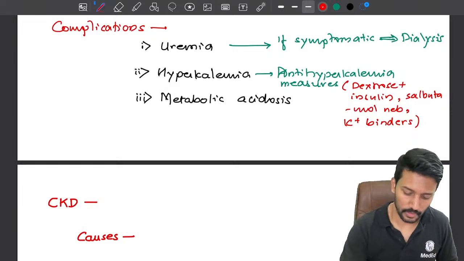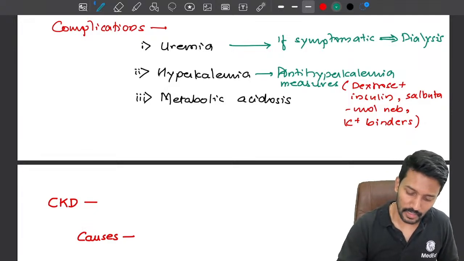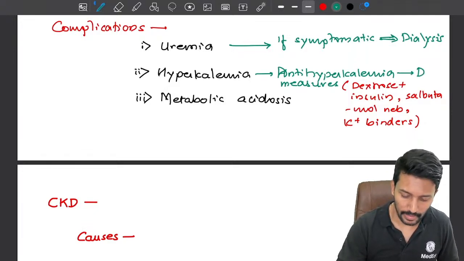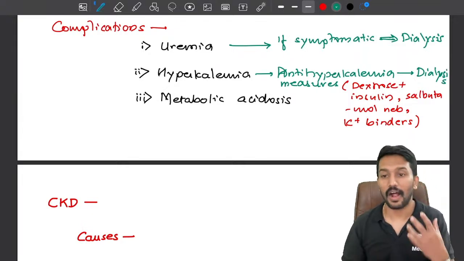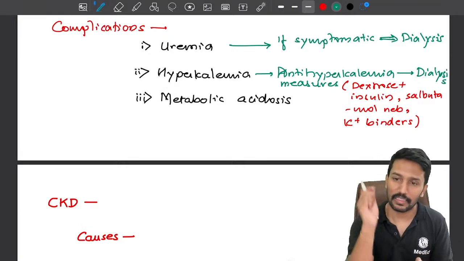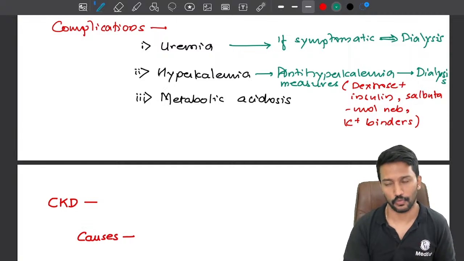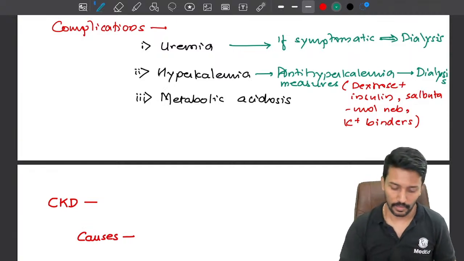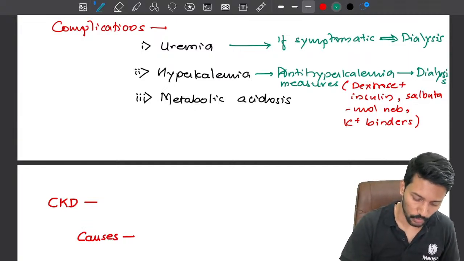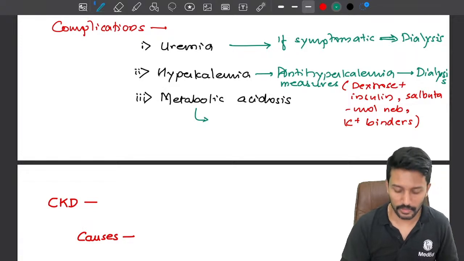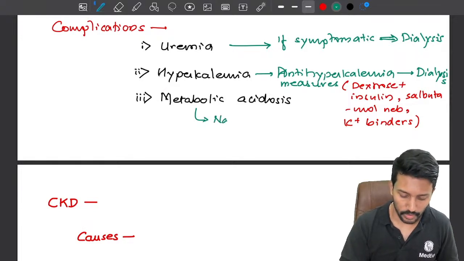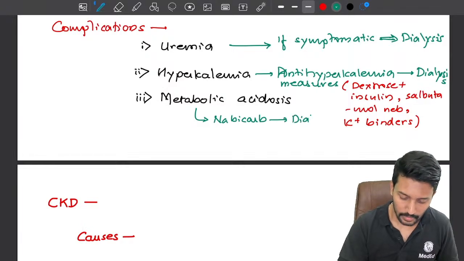These are all the measures we can do. If despite that potassium is high, then we can go for dialysis. And we can also give calcium gluconate to protect the heart, because hyperkalemia hits the heart causing arrhythmias. So we can protect the heart by giving the dialysis, by giving the calcium gluconate. Similarly, if there is metabolic acidosis, you can treat it with sodium bicarbonate. And if that is not helping, you can go for dialysis.